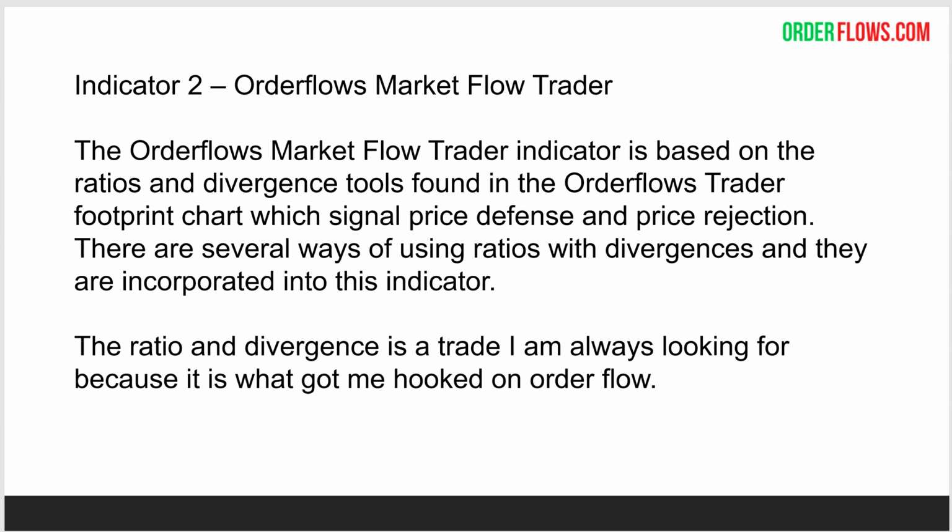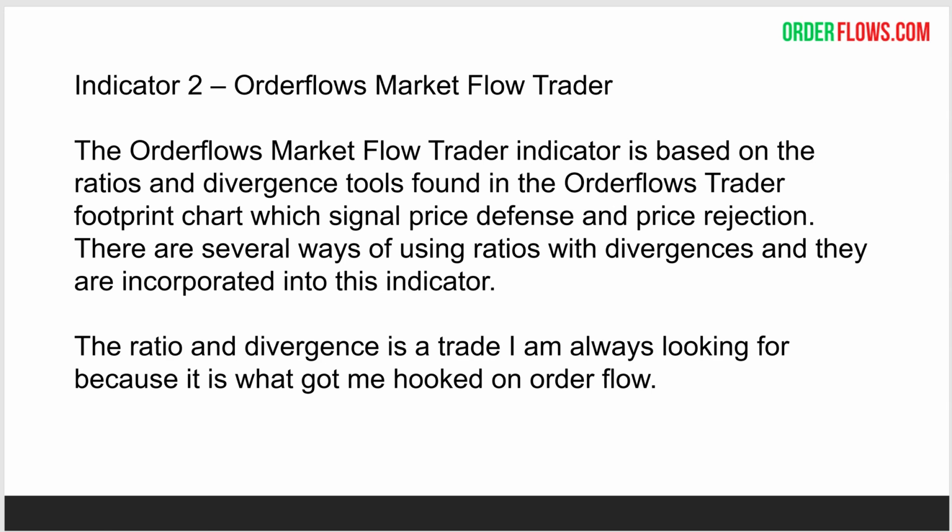So the second indicator is the Orderflows Market Flow Trader. And this indicator is based on the ratios and divergence tools found in the Orderflows Trader footprint chart, which signal price defense and price rejection. Now, there are several ways of using ratios with divergences, and they are incorporated into this indicator. The way I teach people to use them is at the highs and lows of the days, but you can also use them intraday. And to be honest, the ratio and divergence is a trade I'm always looking for because it's what got me hooked on order flow many, many years ago when I discovered it.